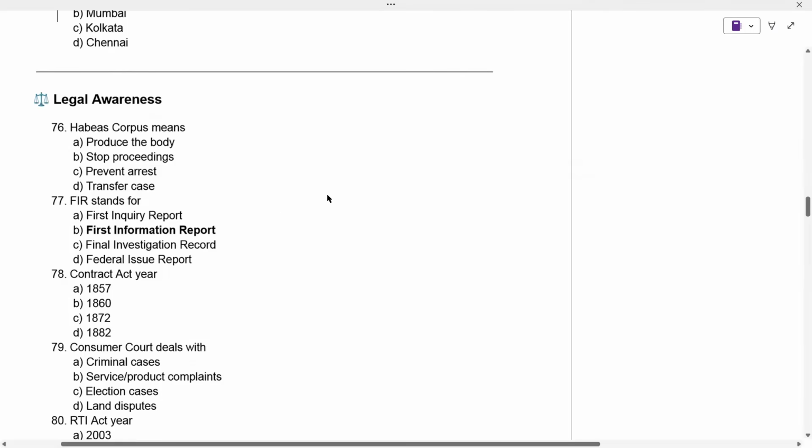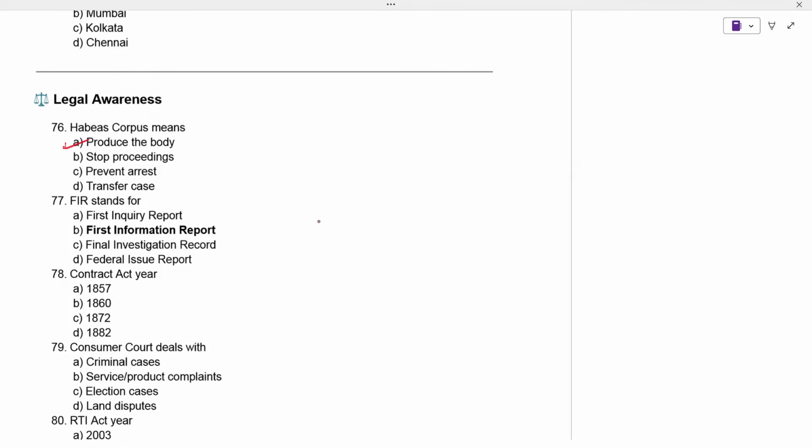Habeas corpus means option A, produce the body, B, stop proceedings, C, prevent arrest, D, transfer case. No doubt, better produce the body. Because you might be knowing the film called Jai Bhim, they mention maximum about this habeas corpus, and it's very important, right? Even the concerned person's mother, wife, friend, brother, sister can file a case. Come on, my brother has been taken by the police. They are arrested, but they are not at all showing us. This type of thing, as you know, it's habeas corpus, right?